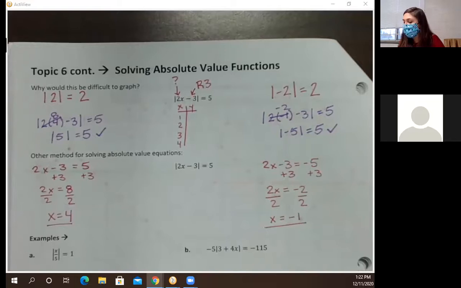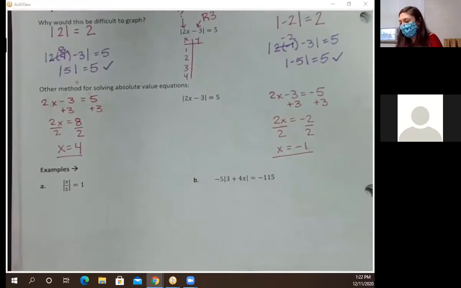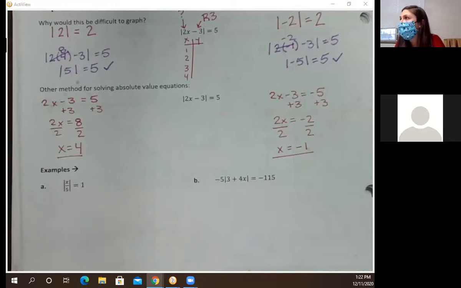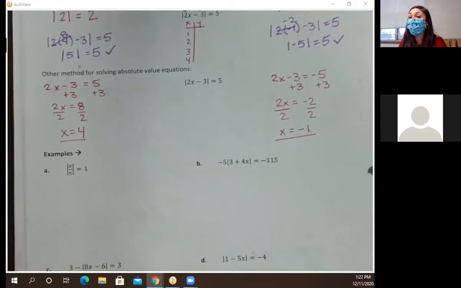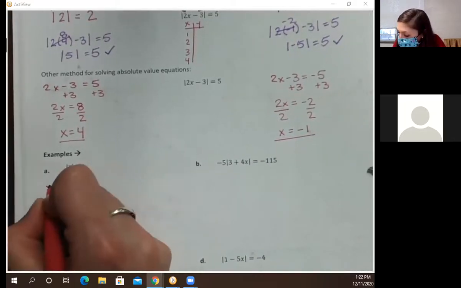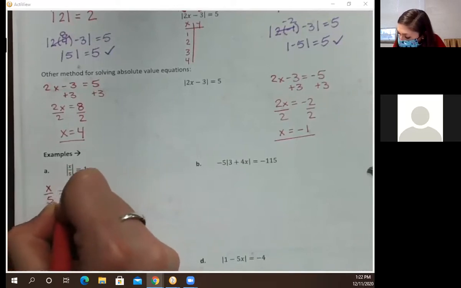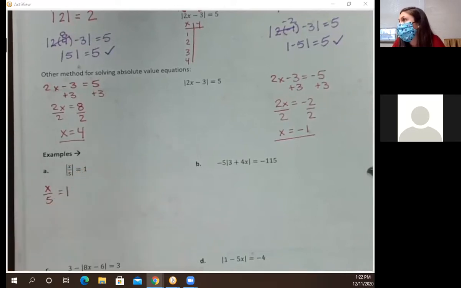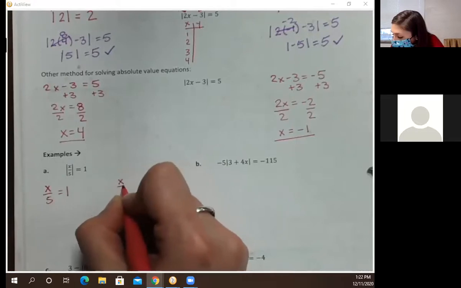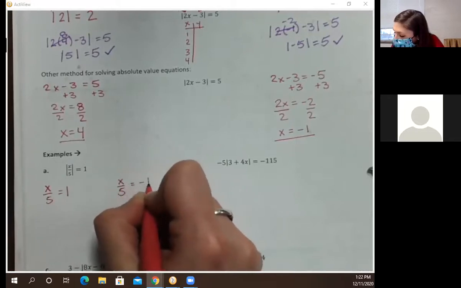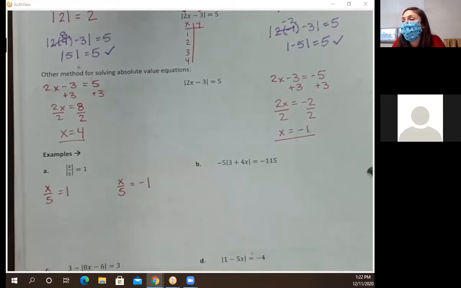Okay, so we're going to go through a couple more examples solving algebraically. So for A, we've got the absolute value of x over 5 equals 1. So again, we have two options. Maybe x over 5 is equal to 1. But maybe x over 5 is equal to -1. We're going to solve each of these for x.